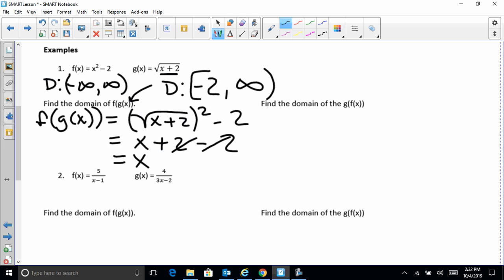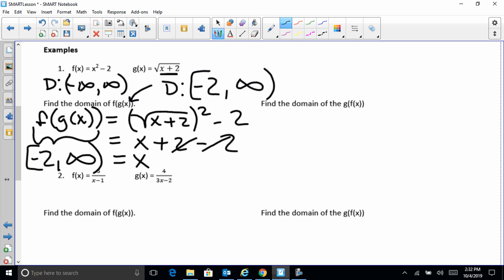Now we can start to think, are there any restrictions on that? And there are no restrictions on x. That's linear, we can put anything in there. So the domain for our composite is just our input. So negative 2 to infinity, that's our domain.